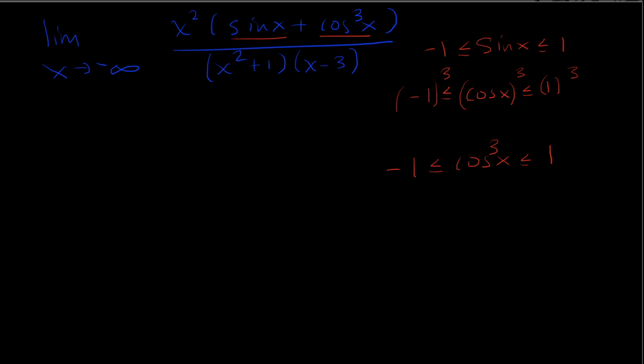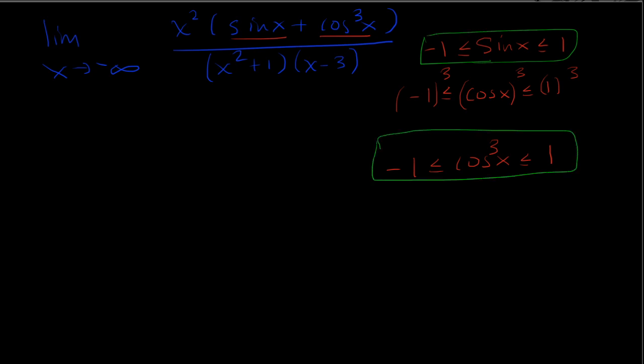So now I have a bound for sine, and I have a bound for cosine cubed. In this problem, I need to add them. So sine x plus cosine cubed will be between, let's see, the lower bounds are -1 and -1, so that's -2. And the upper bound is 1 and 1, so that would be 2. Just to be clear, I'm adding -1 and -1 for the lower, and 1 and 1 for the upper.